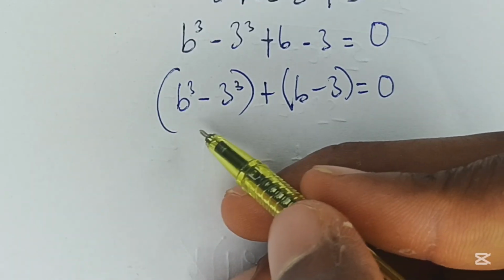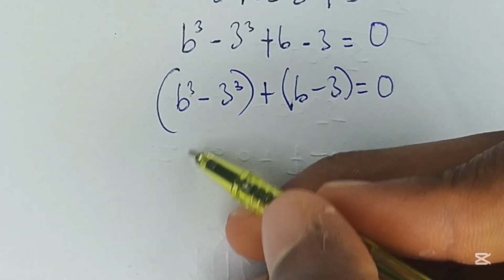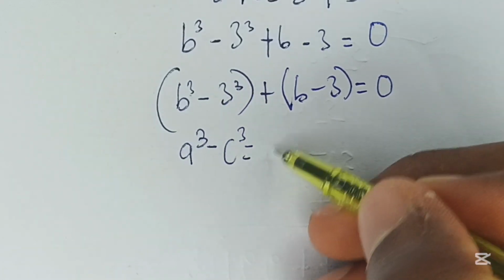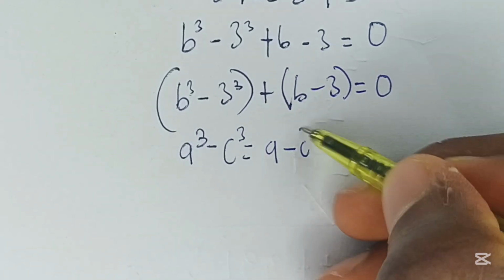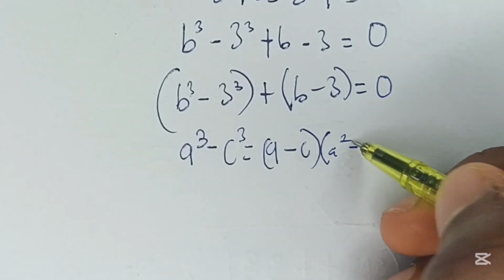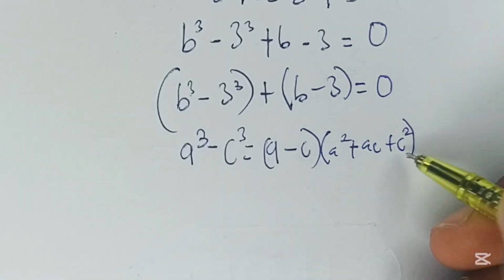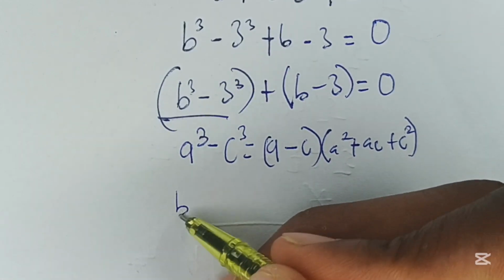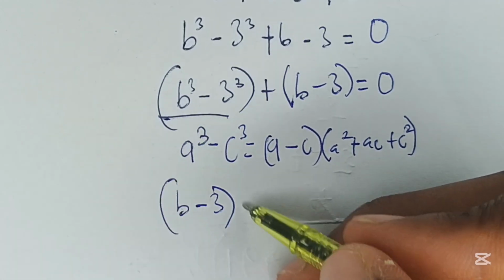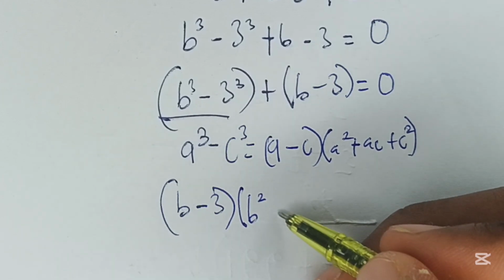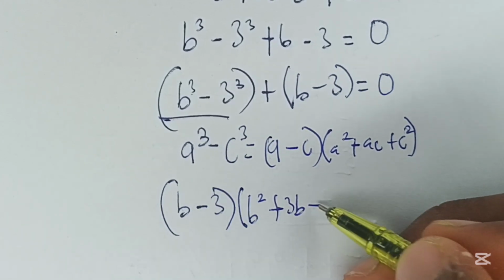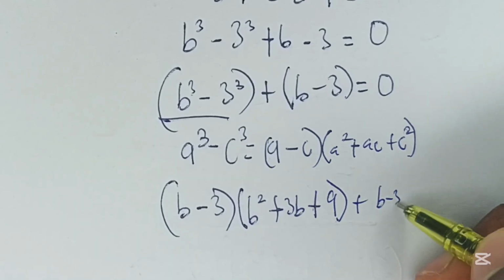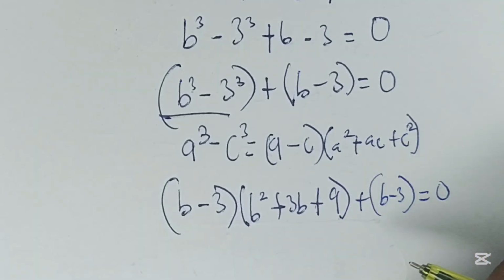So from here, if you have a raised to the power 3 minus c raised to the power of 3, it is equal to a minus c multiplied by a squared plus ac plus c squared. Alright, so applying this law here, we would have b minus 3 multiplied by b squared plus 3b plus 3 squared, which is 9, plus b minus 3, and this is equal to 0.